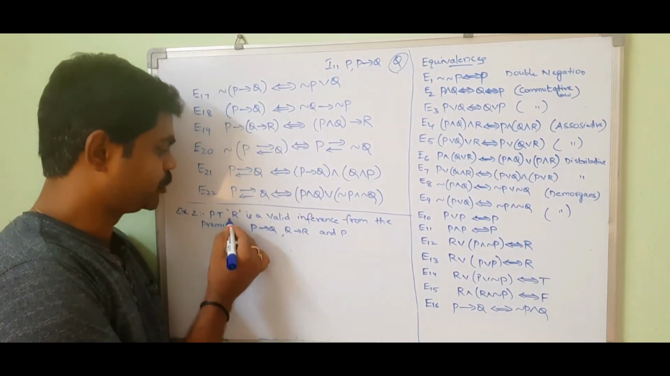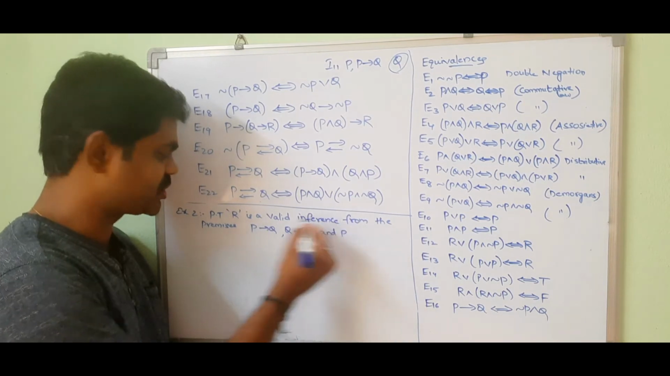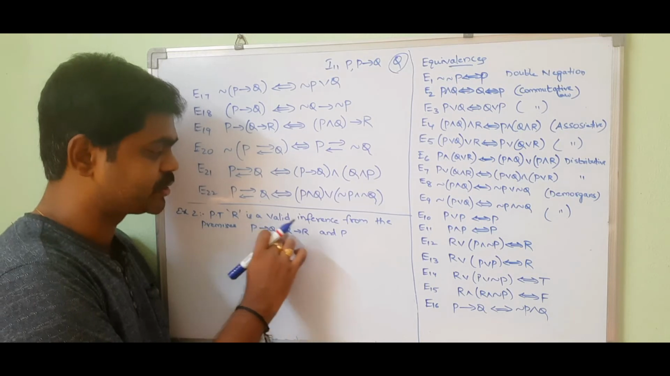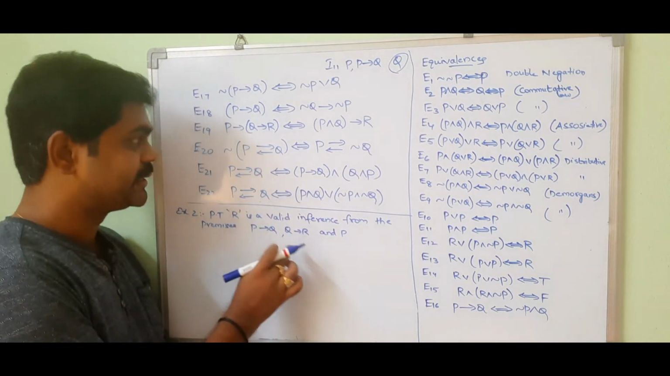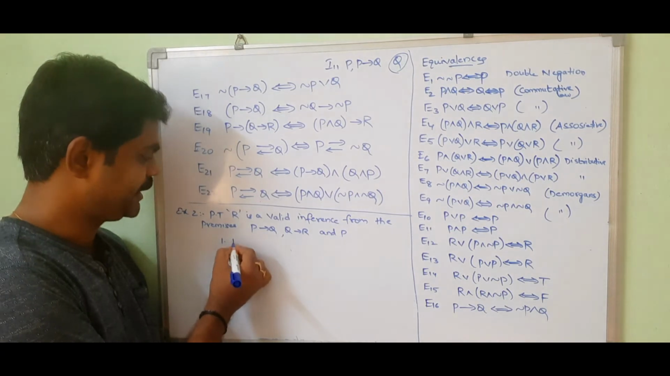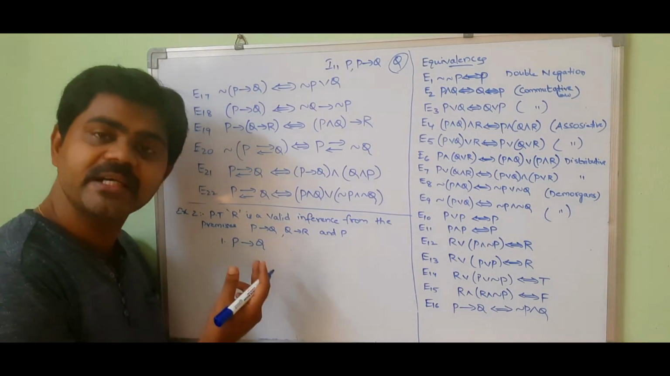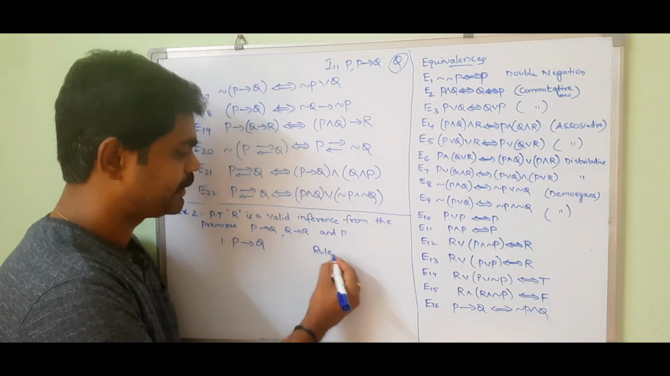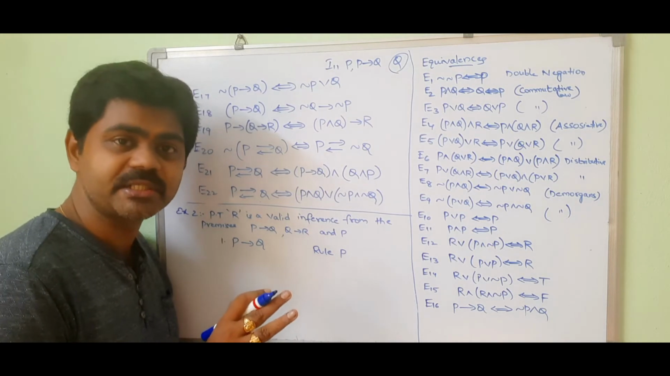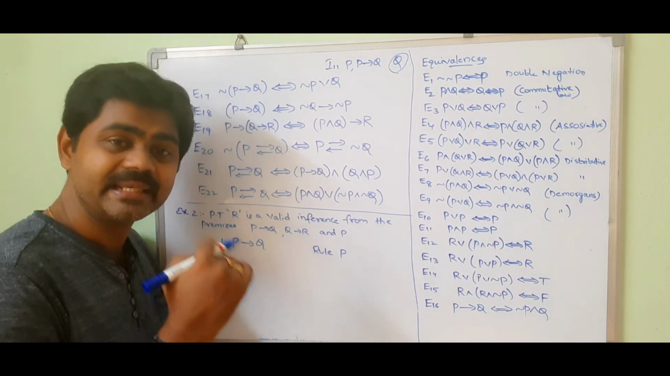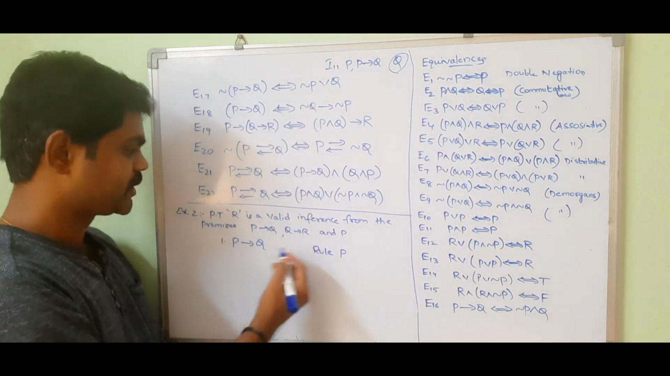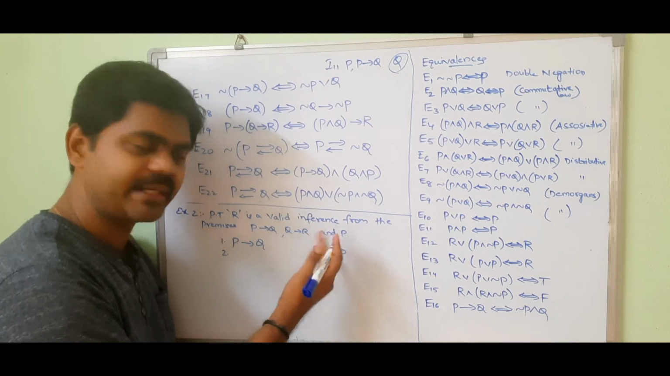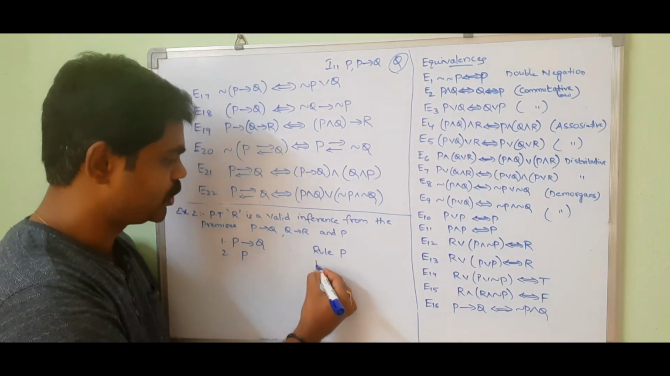So the next problem is: prove that R is a valid inference from the premises. So what do we have? P implies Q, Q implies R, and P. Okay. So let's take the first one, P implies Q. This is nothing but rule P. So I can take it at any position. That's what rule P is. So what about rule T? We should take from the previous ones. So rule P, and the second one I am taking is P. So I can take any premises, right? So again rule P.